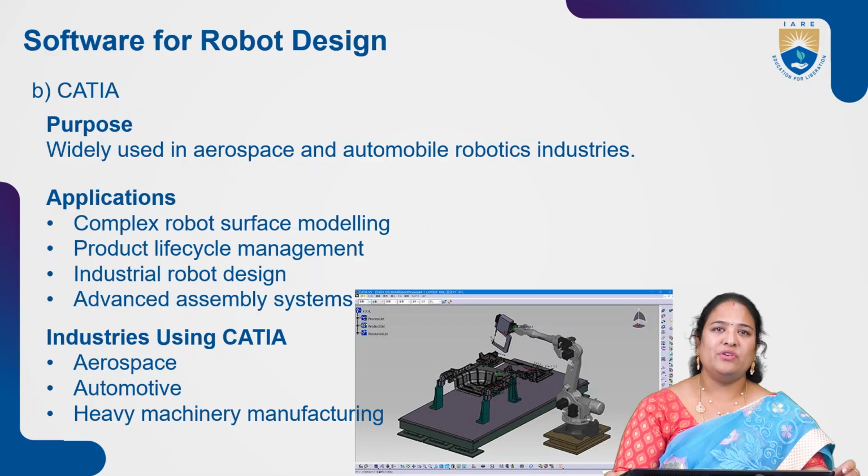And the next software for designing the robot is CATIA. Generally, this particular CATIA is widely used in aerospace and automobile robotic industries. The applications of CATIA are complex robot surface modeling, product life cycle management, industrial robot design, and advanced assembly systems. Generally, these are the four applications where we will be using the CATIA software. And when we come across the industrial uses, we use CATIA in aerospace, automotive, and heavy machine manufacturing systems.